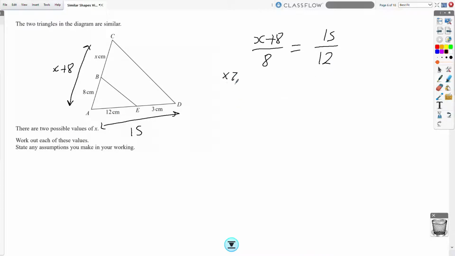So you times both sides by 8. So x plus 8 is 8 times 15 over 12, which will give us 10. And then you're going to be taking away 8 from both sides, so x should give you a value of 2 centimeters.